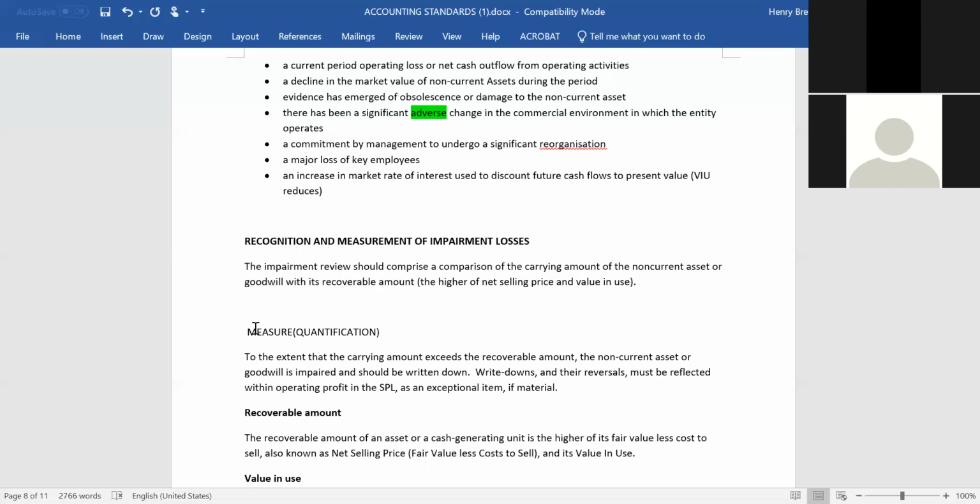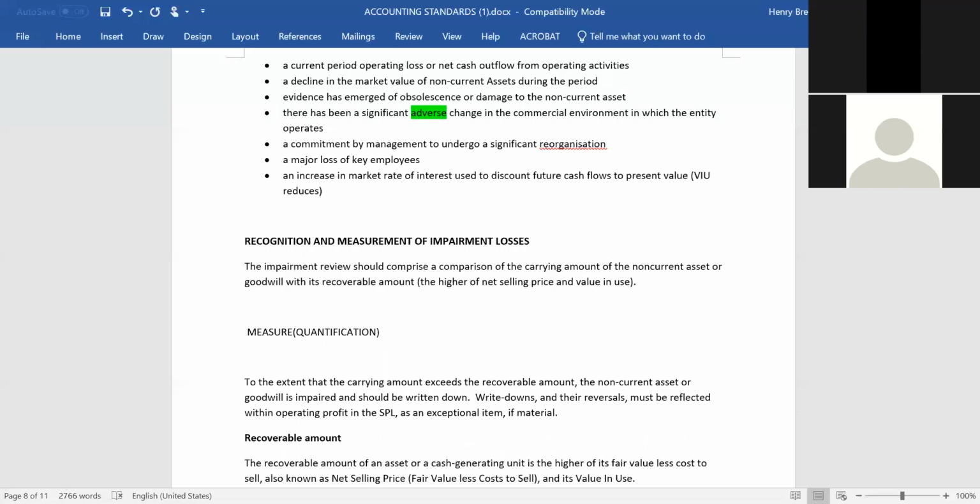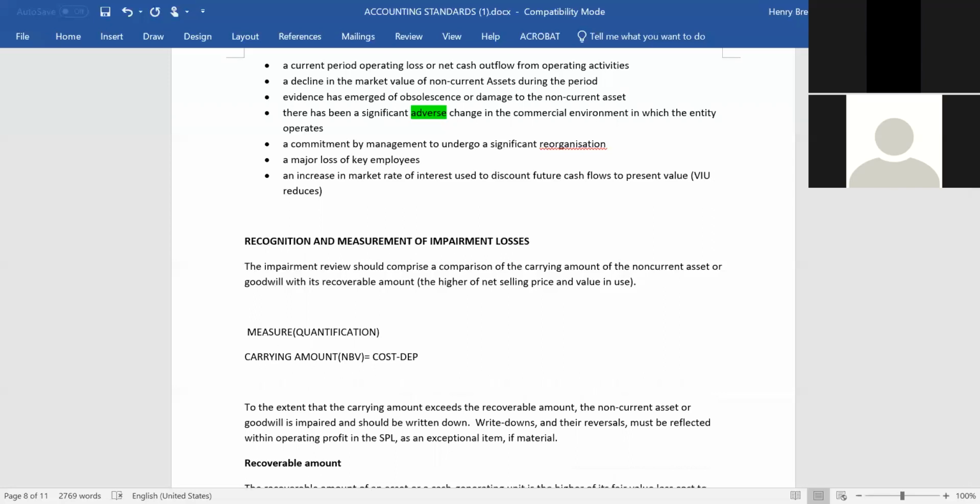So if I want to measure that, then the standard is saying that I'm supposed to look at a comparison between the carrying amount and the recoverable amount. So what is the carrying amount? As I have explained, the carrying amount is the same as the net book value. And how do you calculate the net book value? It is the cost less depreciation. Then I'll compare that with the recoverable amount.